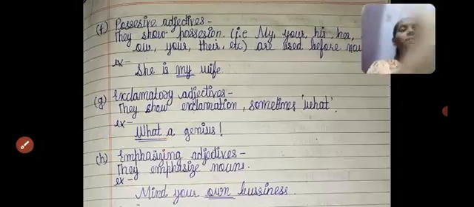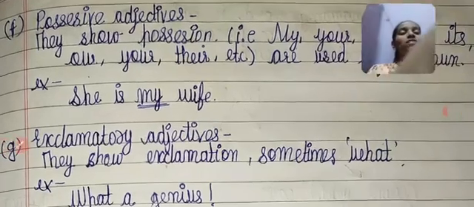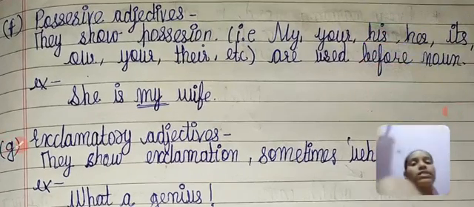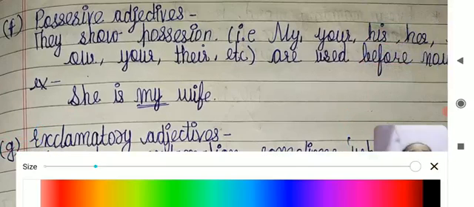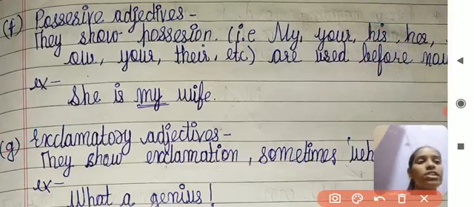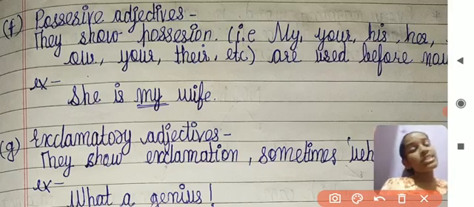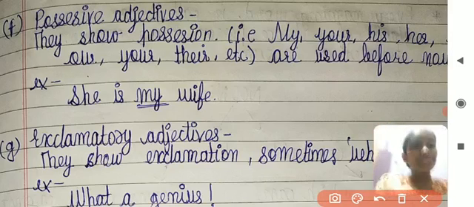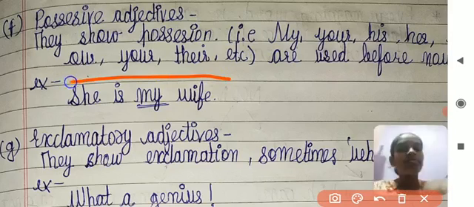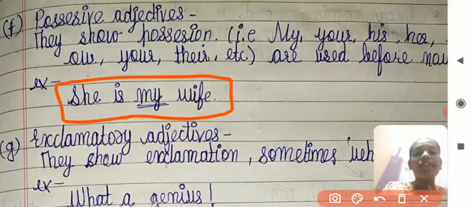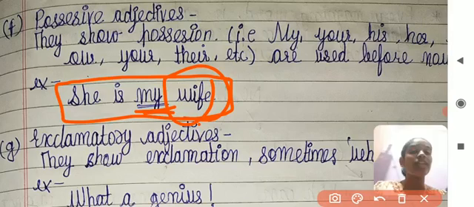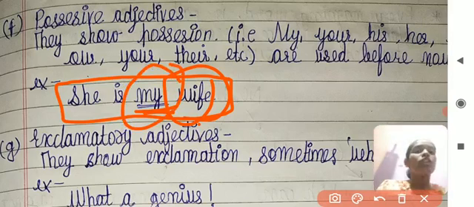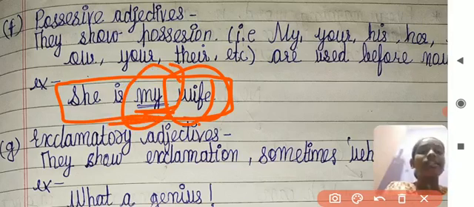So the next type of adjectives are the possessive adjectives. So what are possessive adjectives? They are the adjectives that show possession. What means how much is someone's possession? Possession means ownership. Means possessive adjective shows the ownership. Like, let's take an example. She is my wife. Here the word my shows that she is my wife. It is telling more information about wife, that she is my wife. So here it shows the possession, and hence we can say that my is a possessive adjective.